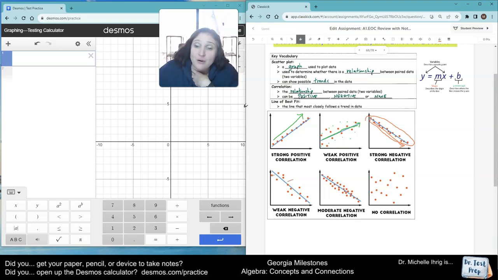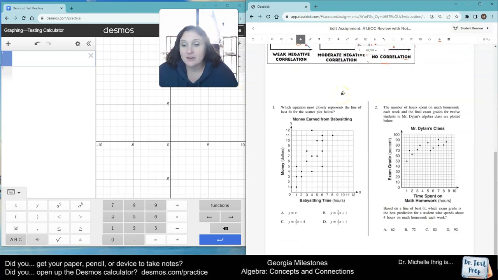If they're further out from the line, then it's a weak. It's still a negative correlation, it's just weak. And if they're kind of like in between, like the three bears, then it would be moderate. If the dots are spread out all over the place, no correlation.